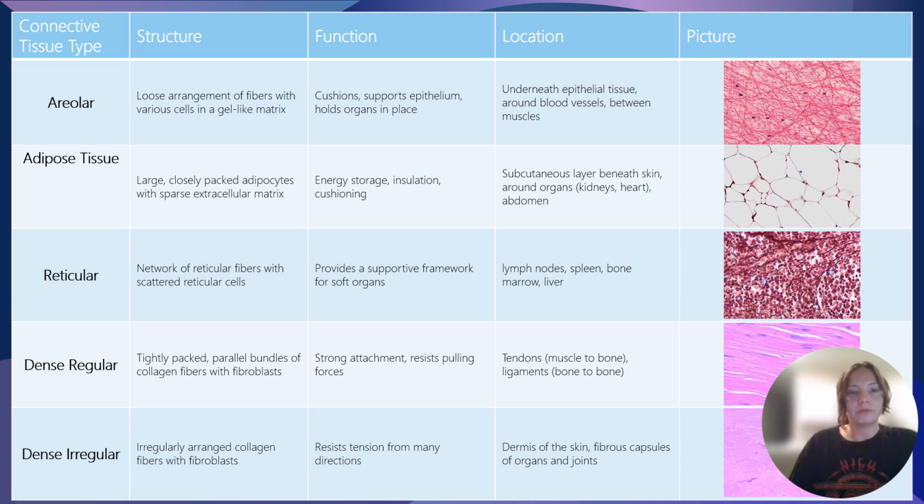Going on to dense regular tissue. This is tightly packed parallel bundles of collagen fibers with fibroblasts. The function is strong attachment, resist pulling forces. You can find these within the tendons, which attach the muscle to bone, or the ligaments, which attach bone to bone. Going on to dense, irregular connective tissue. These are irregularly arranged collagen fibers with fibroblasts. They resist tension from many directions. You can find these on the dermis of the skin, fibrous capsules of the organs, and within the joints.